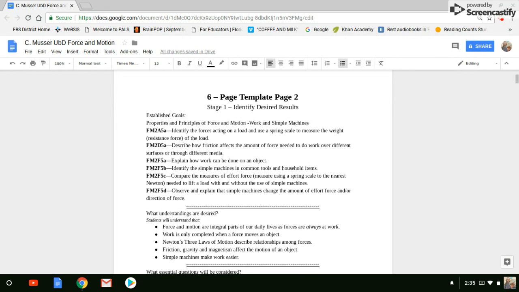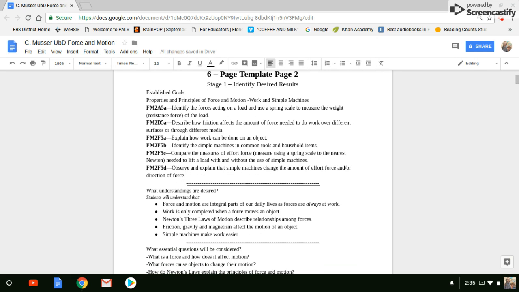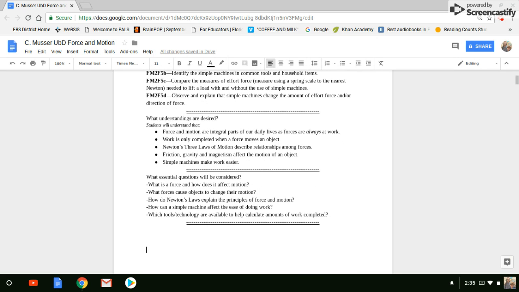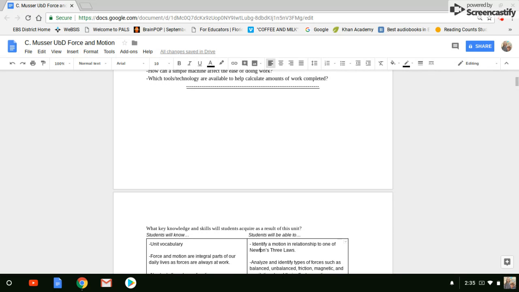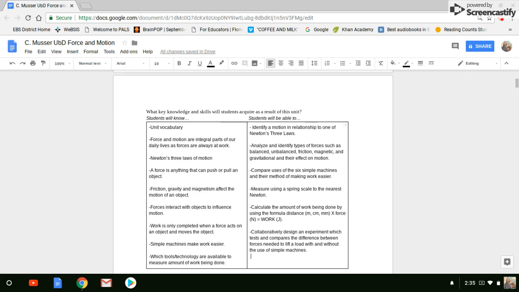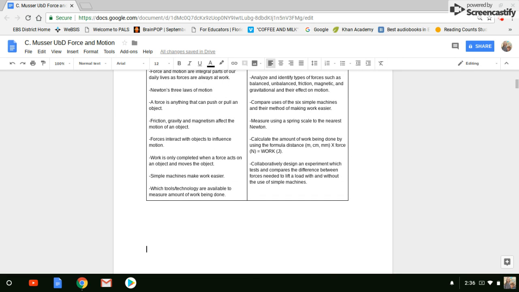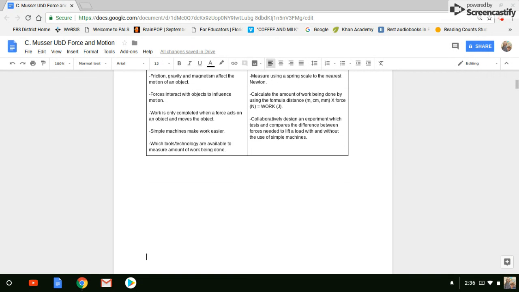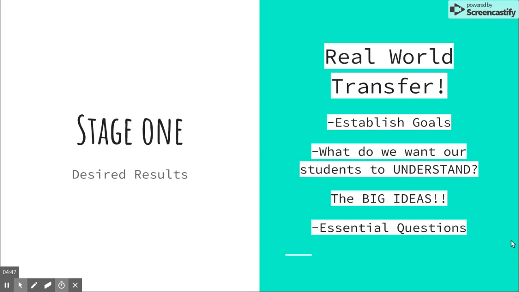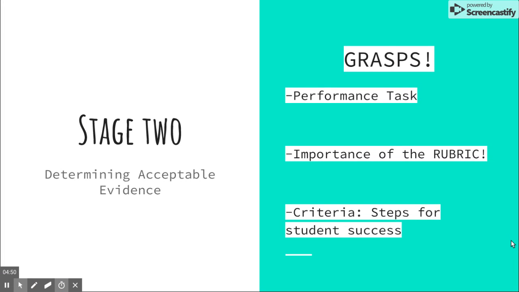And then I've got my big ideas. These big ideas are what I really want my students to be able to take away. After the unit is over, what can they transfer to even other areas of learning? That carries into our essential questions. I will definitely be including these essential questions moving forward in the school year with my I can checklist. And then, of course, we have what our students will know and what my students will be able to do. And all of this does go hand in hand with those essential questions as well as the big ideas. Looking at stage 2, this is where the performance task comes in.